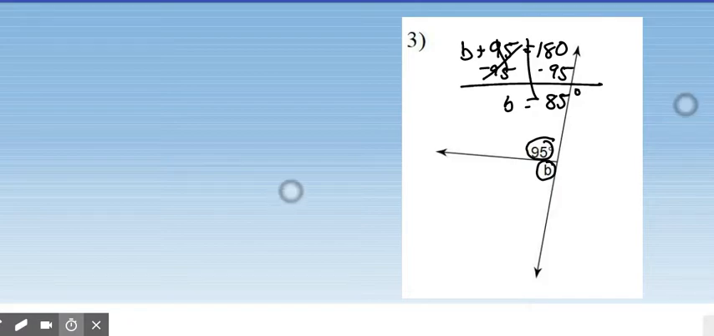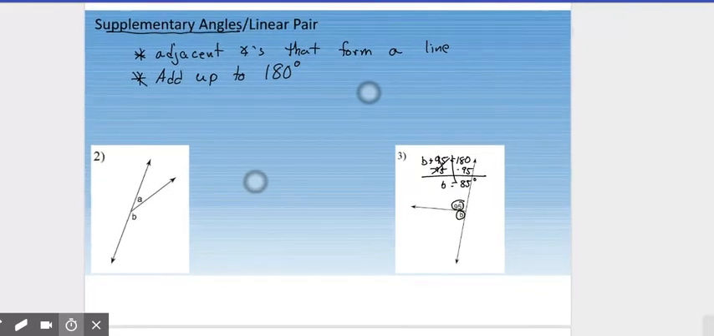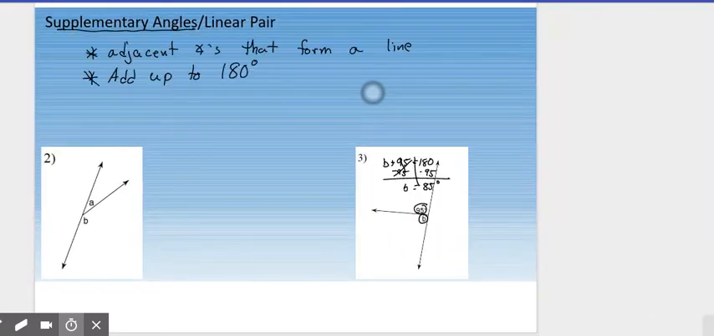And that's really the big use for us with supplementary angles. And we'll talk more about supplementary angles than we will necessarily linear pair. But they do mean the same thing. They're talking about the same basic concept. The big thing to take away, they add up to 180 degrees.